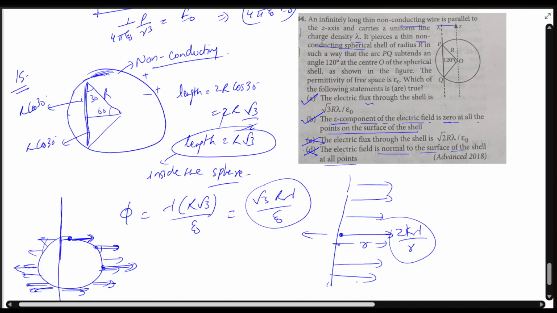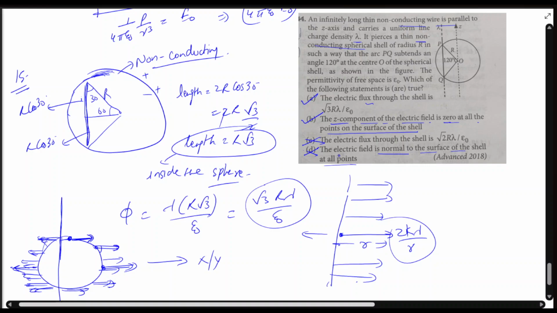Similarly here it is parallel, at some angle, increasing, this becomes 90, then decreasing, and it becomes 0 degree. So it will look like this. So option B is wrong because yes, there won't be any Z component of electric field. It will be in this direction. It will be X or Y.